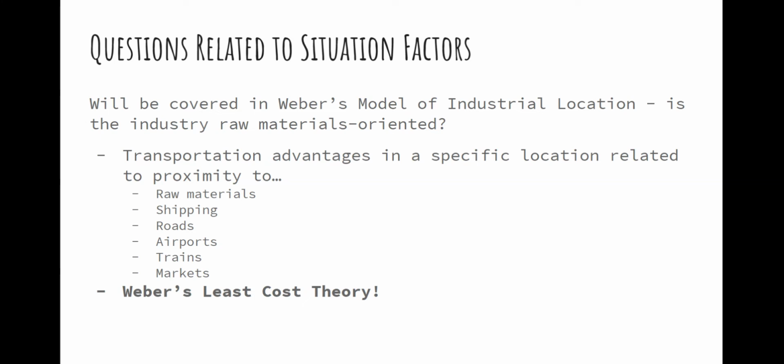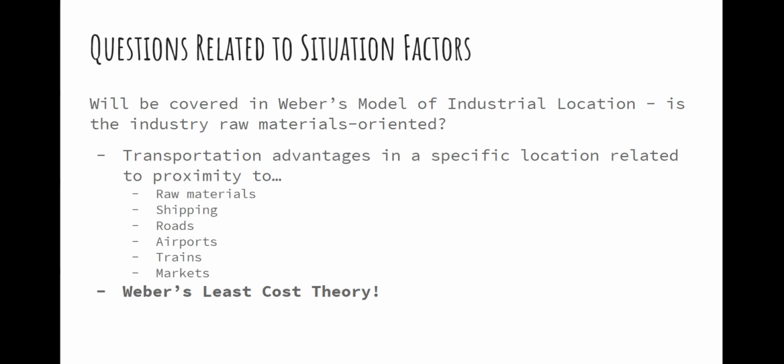So as we look at situation factors, we're going to look at transportation advantages related to the raw materials it takes to create a good, the shipping of it, and then the infrastructure that exists to get your product to where it needs to go, or to market.